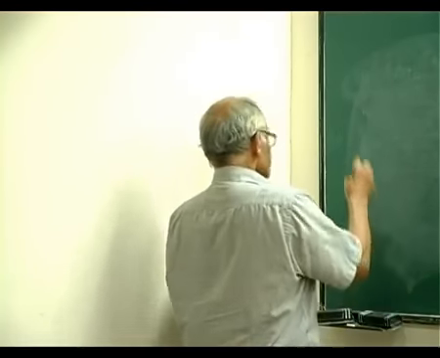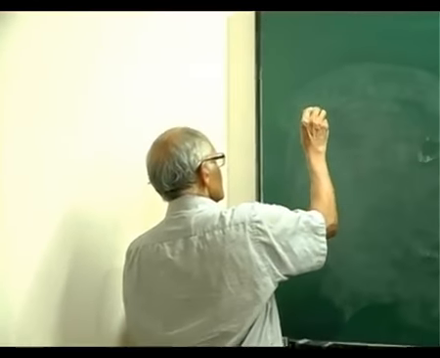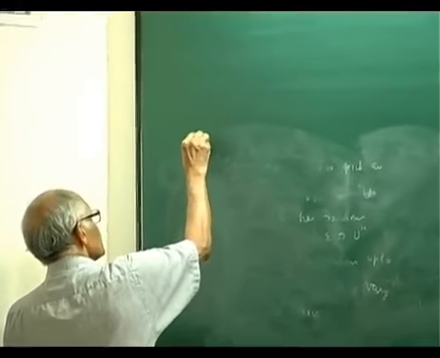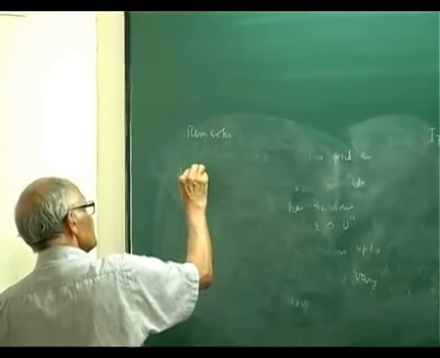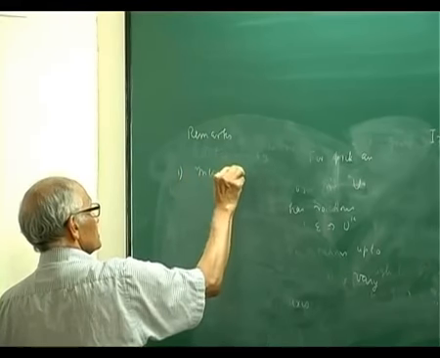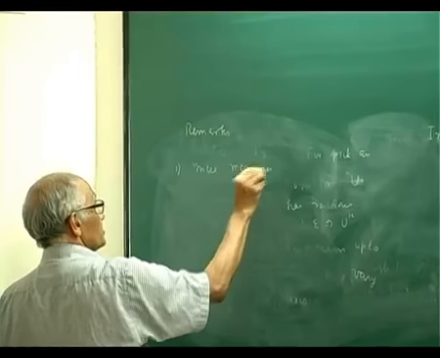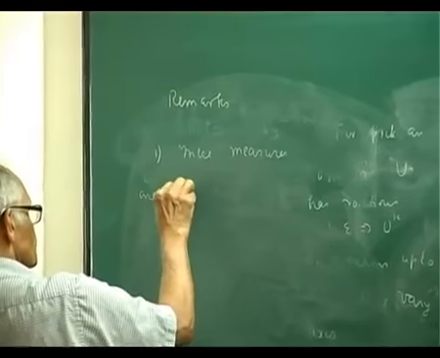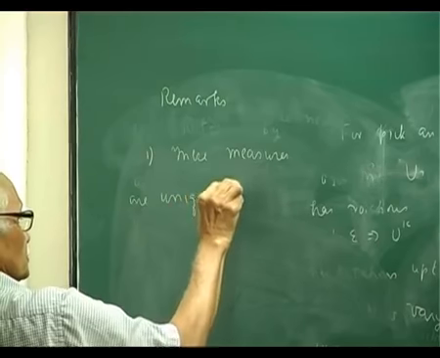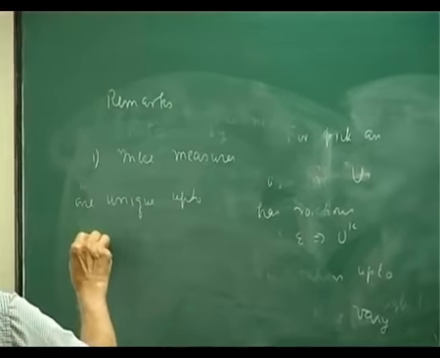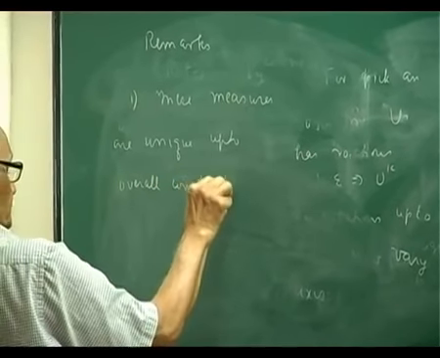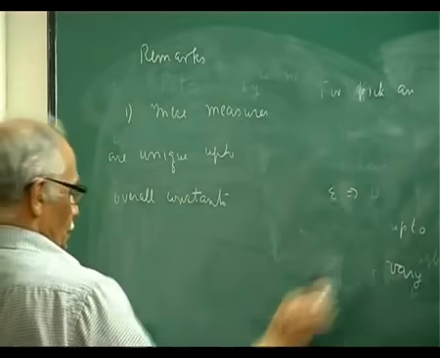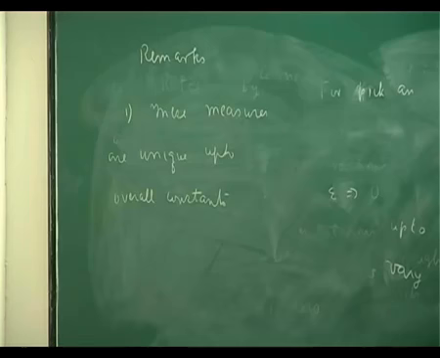First is the following. Let's write remarks. These measures are unique up to overall constants. This is the only non-uniqueness you can find.